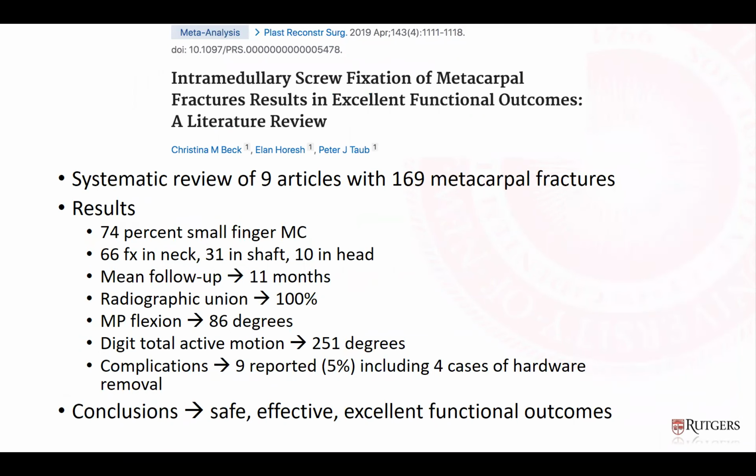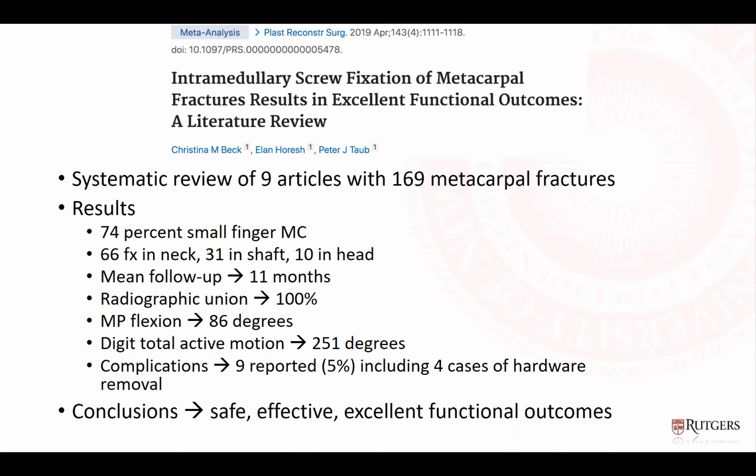This was a recent meta-analysis in 2019 that looked at nine articles describing intramedullary headless compression screws. There were a total of 169 metacarpal fractures. 74% of them involved the small finger. 66 were neck fractures, 31 were shaft fractures, and 10 were head fractures. Mean follow-up was 11 months.